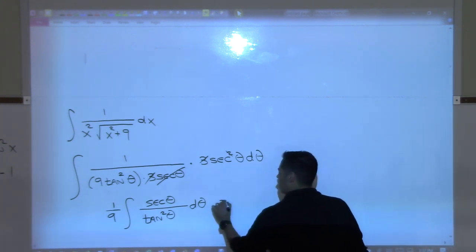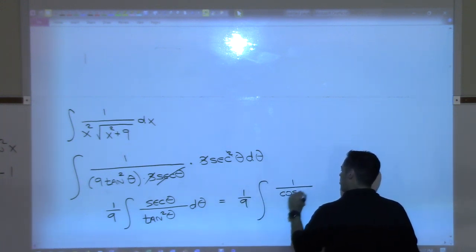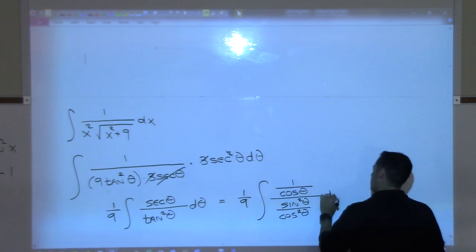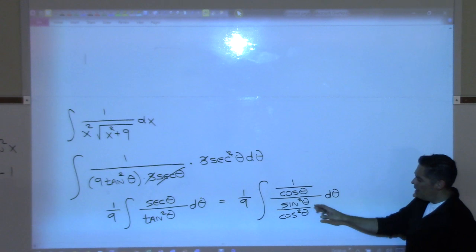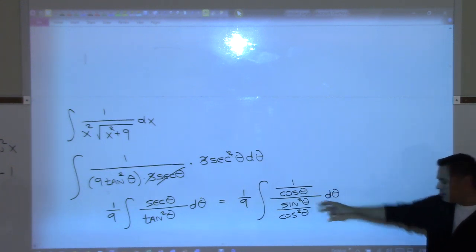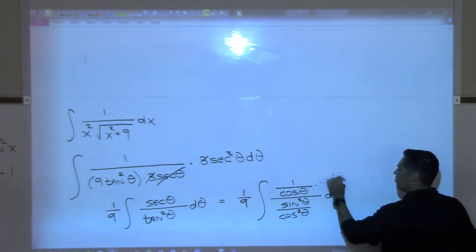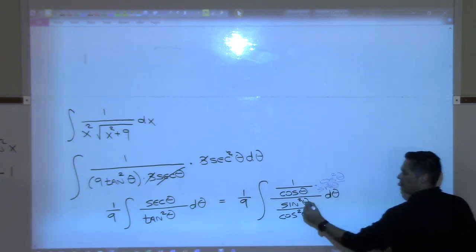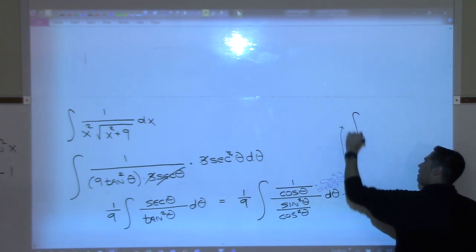So let's go and write 1/9 integral, secant is 1 over cosine theta. And then tangent squared would be sine squared theta over cosine squared theta, d theta. So I'm just rewriting secant theta and then over tangent squared theta. And then I'm going to flip, right? Multiply by the reciprocal. So I'm going to bring the cosine squared theta here, and the sine squared theta there, right? So, cosine simplifies out, and I still have the 1/9.